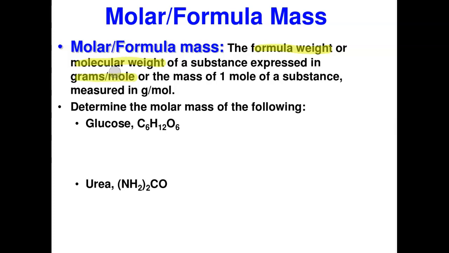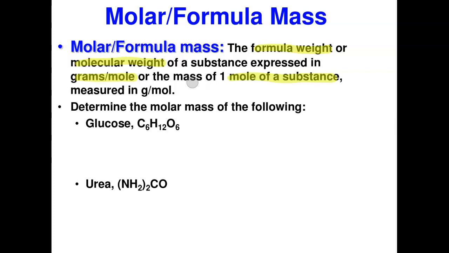So if you calculate the molecular weight of a substance or the formula weight of a substance and express it in grams per mole, or you can say the mass of 1 mole of that substance, that is what we call the molar mass or the formula mass. And since we did a lot of examples on how to calculate the molecular weight, you can go back to those examples, and by the time you express them in grams per mole, all of them will become the molar masses. But I have a good example here.